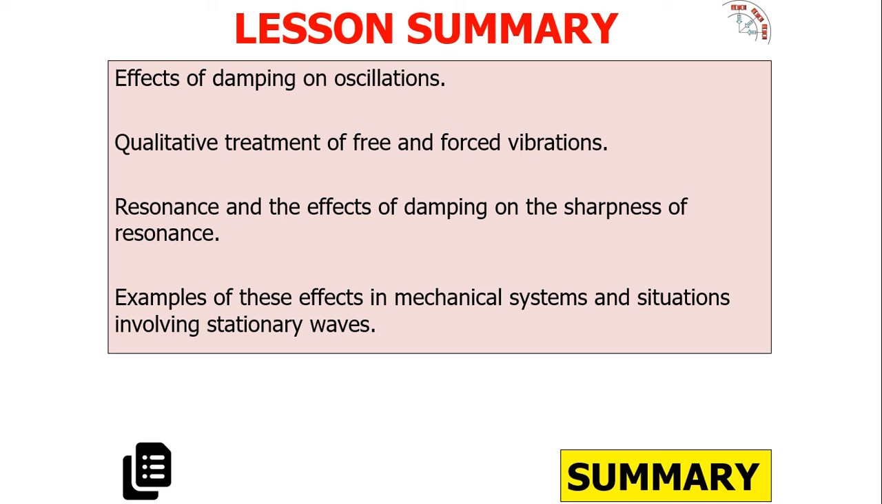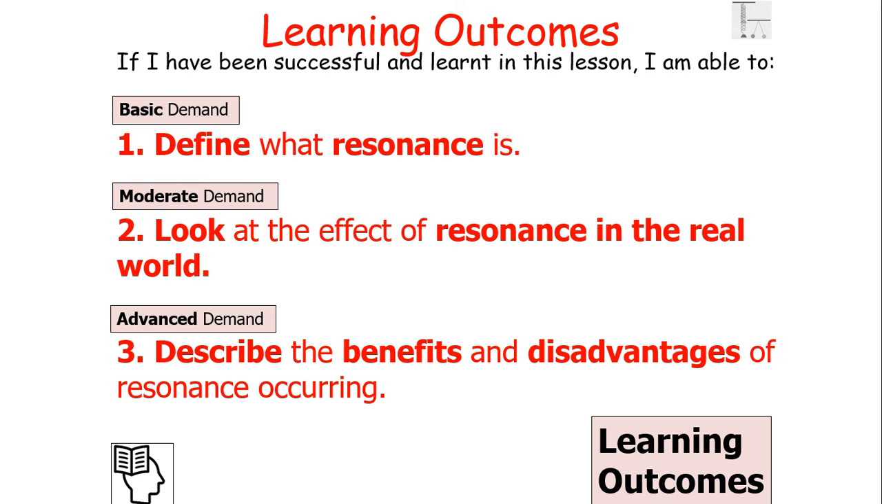Hopefully we understand what the effect of resonance is and the effect of dampening on the sharpness of resonance. And if we can define what resonance is, we've learned in today's lesson, we can look at the effect of resonance in the real world, and we can describe the benefits and the disadvantages of resonance occurring.